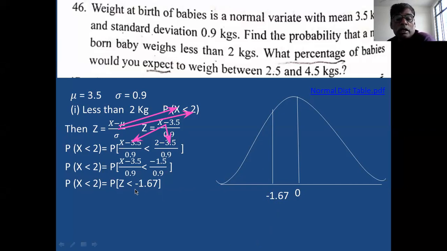Then Z is smaller than minus 1.67. Therefore, you mark the left hand side. Left hand side. Okay, you mark the left hand side.